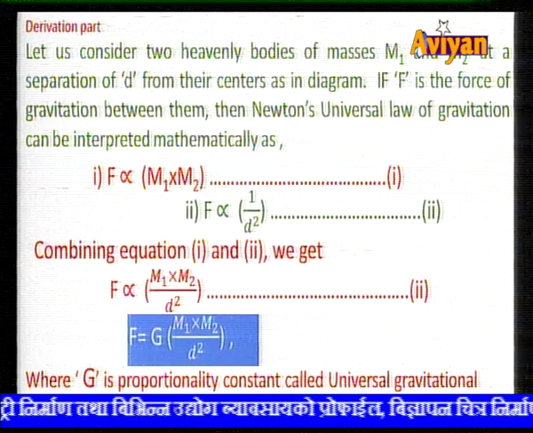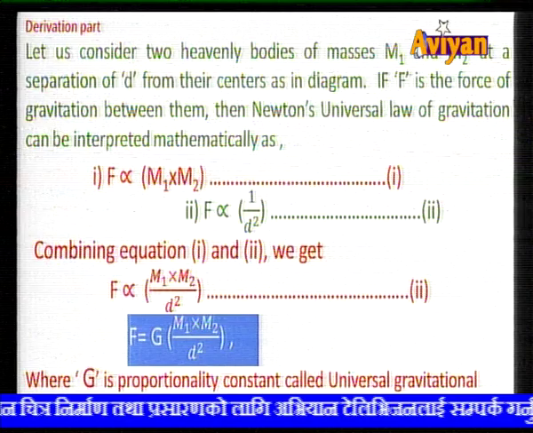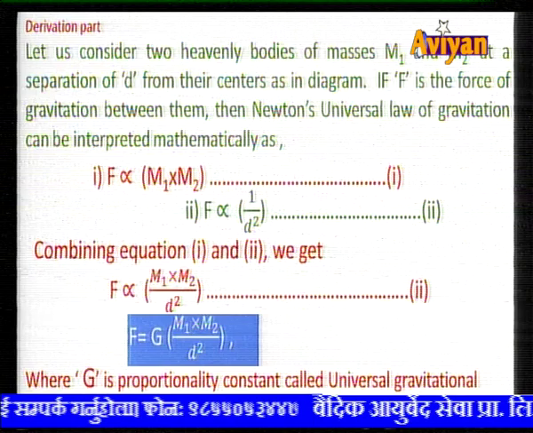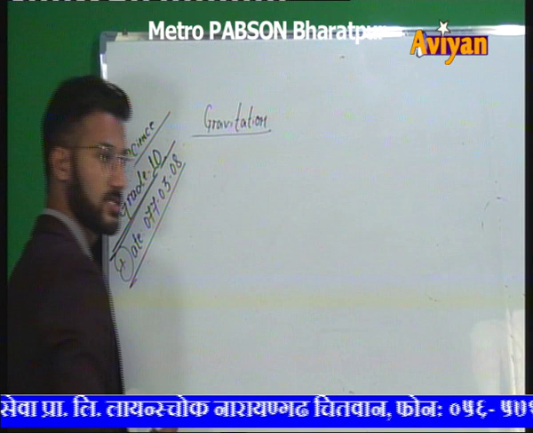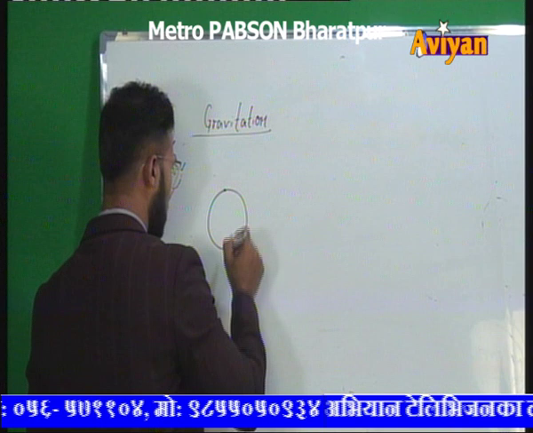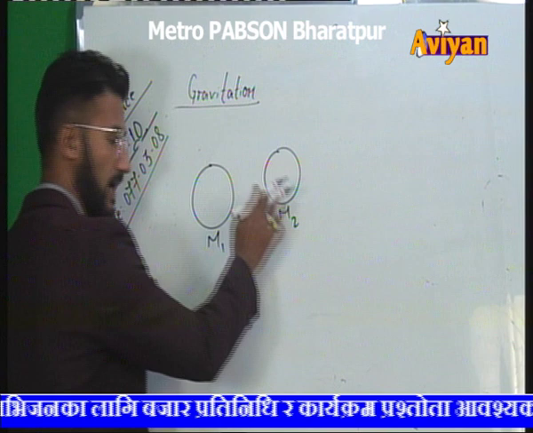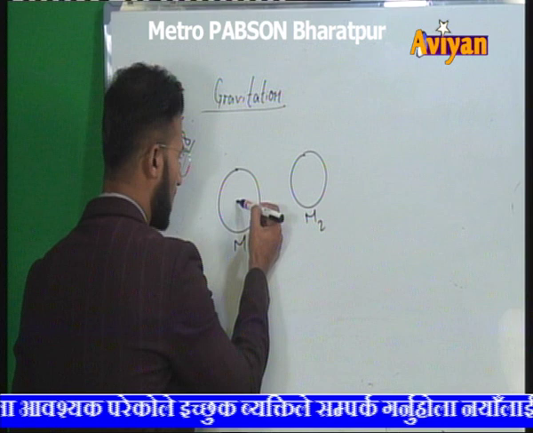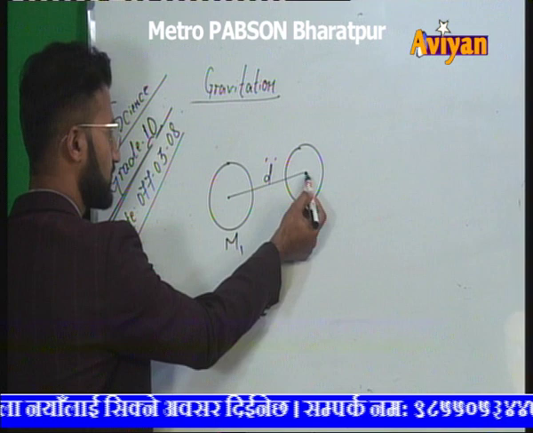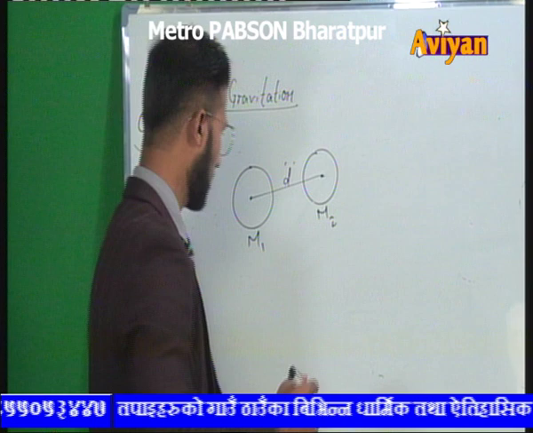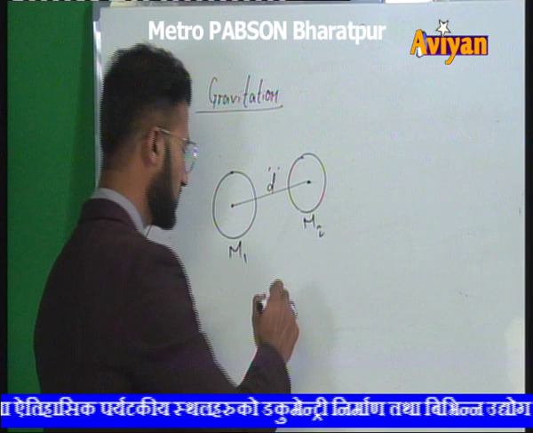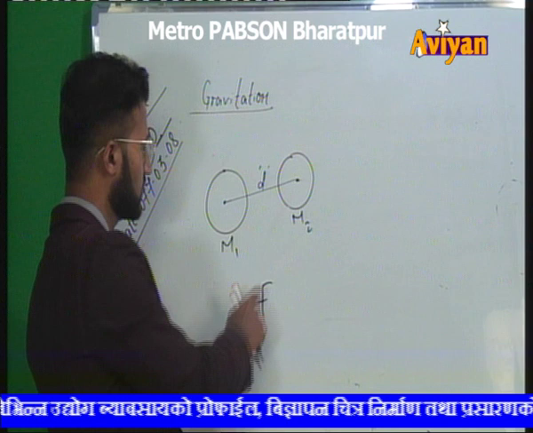See, the derivation part is written on top. Let us consider two heavenly bodies of masses M1 and M2. See in the board, I'll explain through this. Let us consider two heavenly bodies of masses M1 and M2, exactly like the figure on the screen. The distance between them is d, and the distance is measured from their centers. And according to Newton, as I explained before, between any two masses there exists a force of gravitation, say that be F. F means the force of attraction that exists between these two masses.